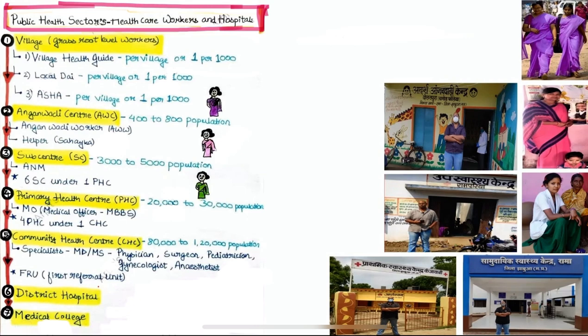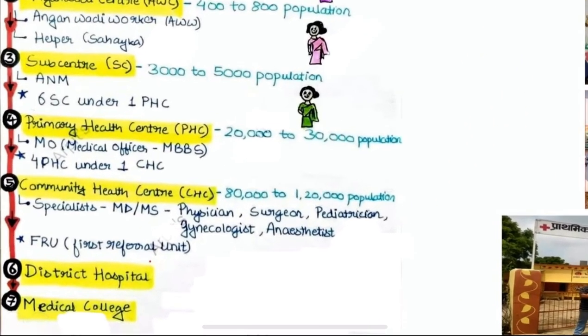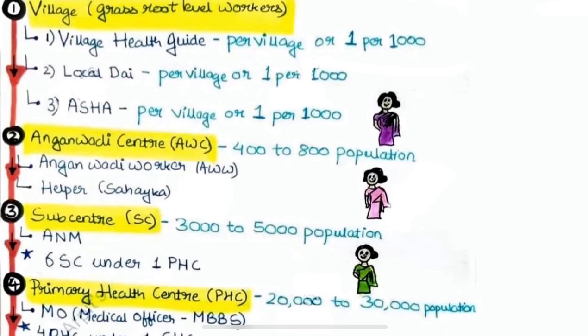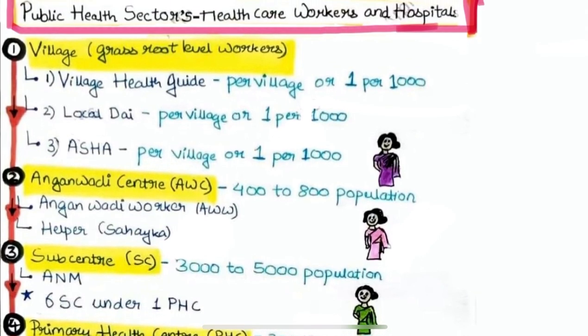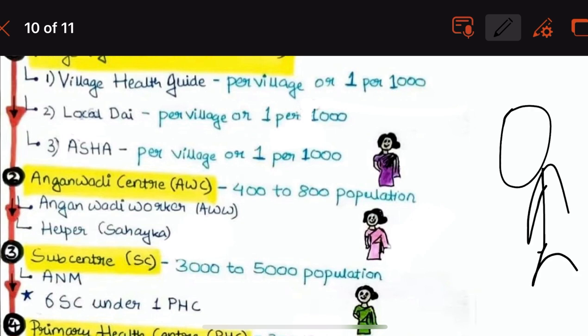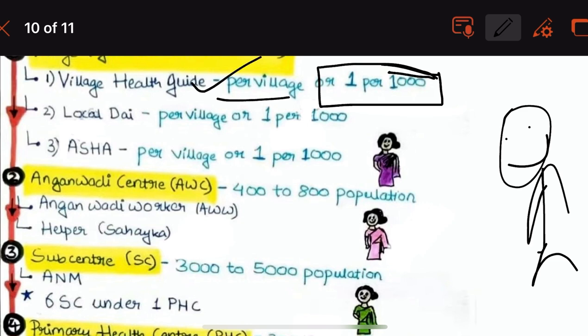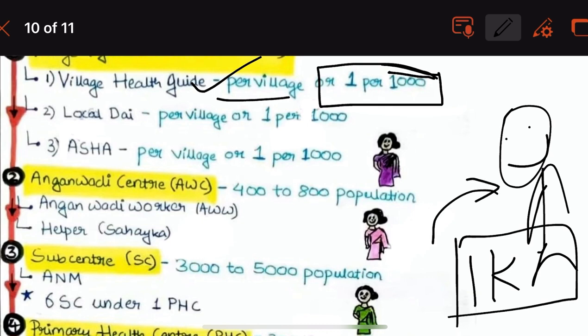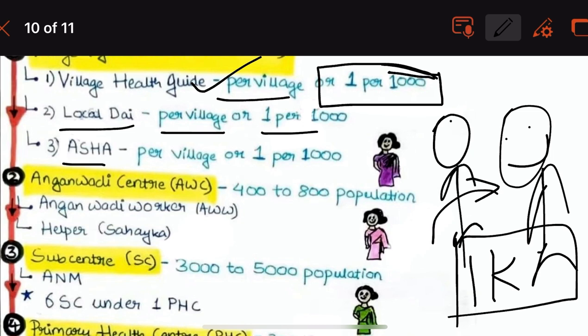So guys, let us see the public health sector, the healthcare workers in the hospital. So we have at the village grassroots level, what did we see? We had village health guide, local Dai, Asha. So now this village health guide, per village we will have one person per thousand, or one per thousand population. If there is 1K population, one health guide will be there. And then you go to local Dai, per village or one per 1K. Again, the local Dai is a female.